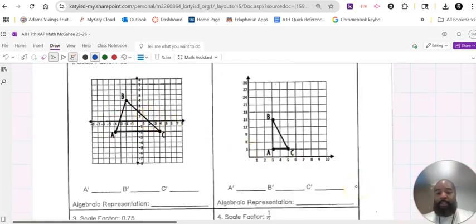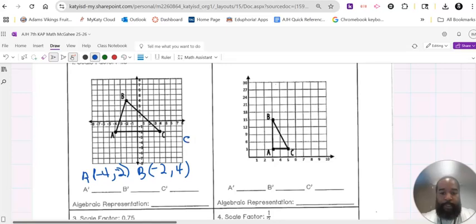Well, we know that the original A is -4 comma -2. Okay, we know that our B is -2 comma 4, and our C is 4 comma -2. Let me erase that real quick. Okay, C is 4 comma -2.